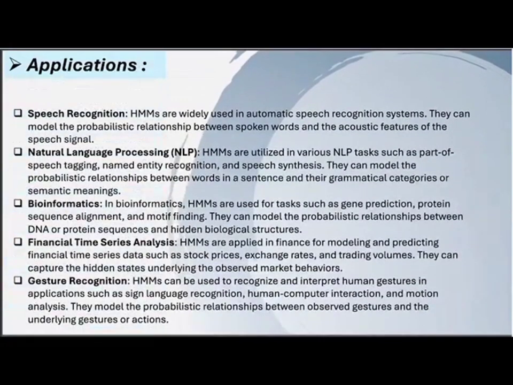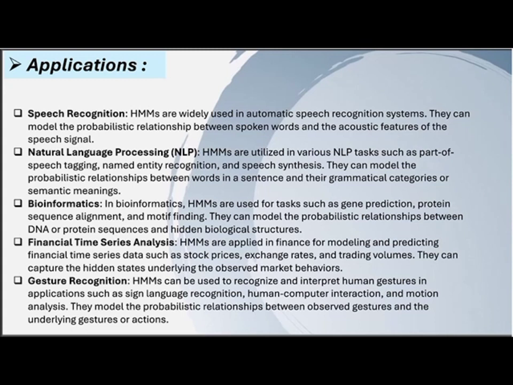Now, let us see the applications. We have various applications behind the hidden Markov model. Let me tell you some of those. The first one is speech recognition. HMMs are widely used in automatic speech recognition systems. They can model the probabilistic relationship between the spoken words and the acoustic features of the speech signal.